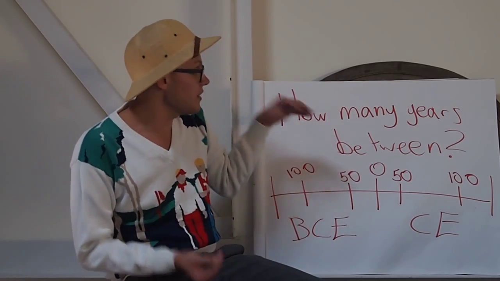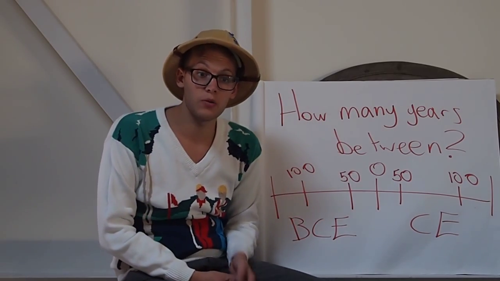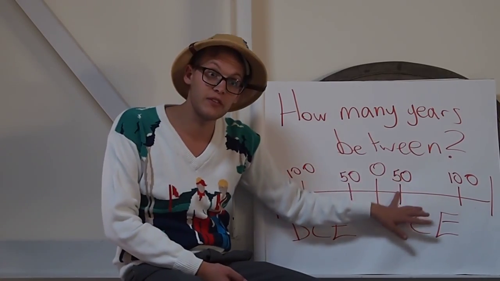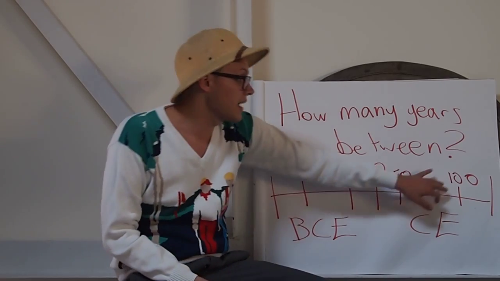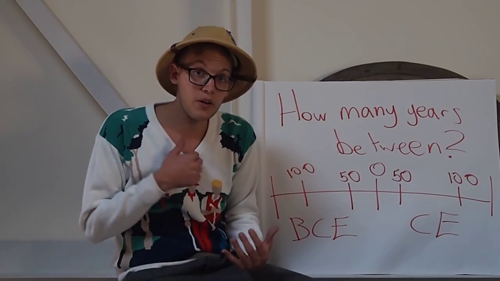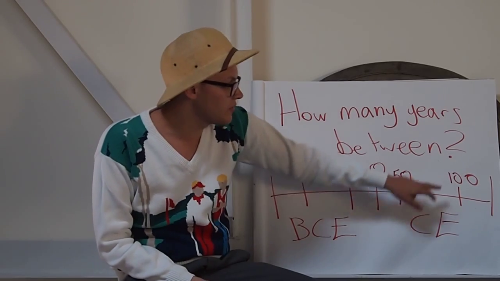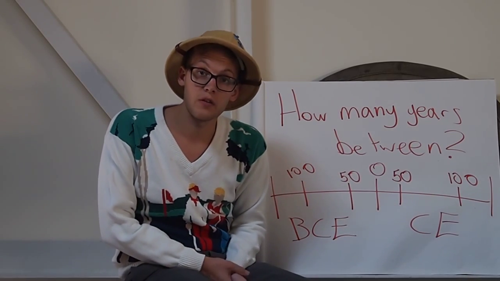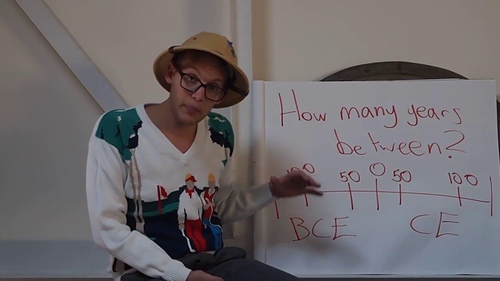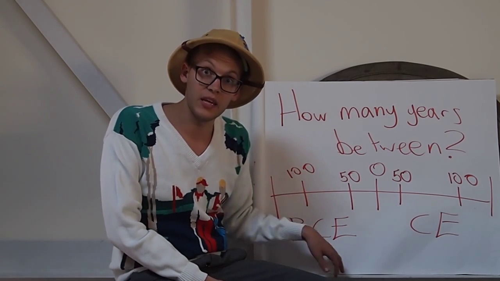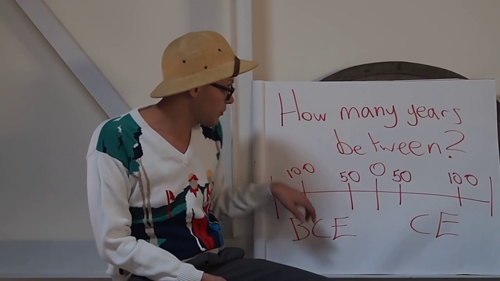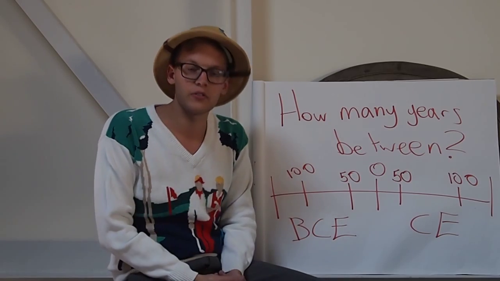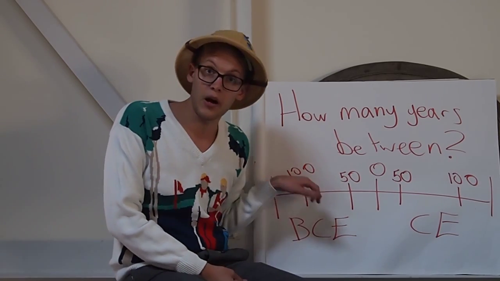Okay. So if we're talking about two years in the CE, let's just, for example, say we're talking about 50 CE and 100 CE. And we want to know exactly how many years are between those. We just simply subtract 50 from 100, and we see that there's 50 years between. Same thing happens if we're looking at BCE, Before Common Era years. If we're looking at 100 BCE and 50 BCE, and we try to figure out how many years are there, we just subtract 50 from 100.